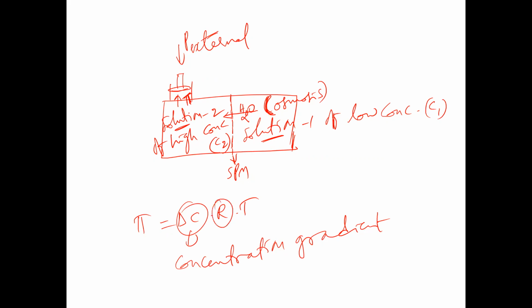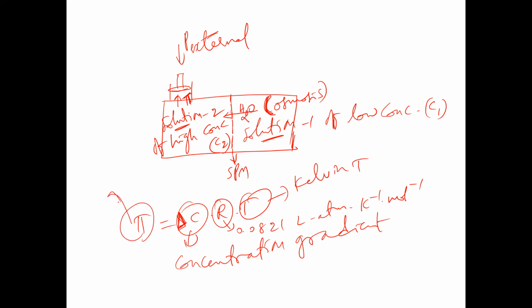And what is the R value here? 0.0821 liter atmospheres per Kelvin per mole. And T is the Kelvin temperature, the absolute temperature. Delta C is C2 minus C1, higher concentration minus lower concentration, the molar concentration. And pi is the osmotic pressure.